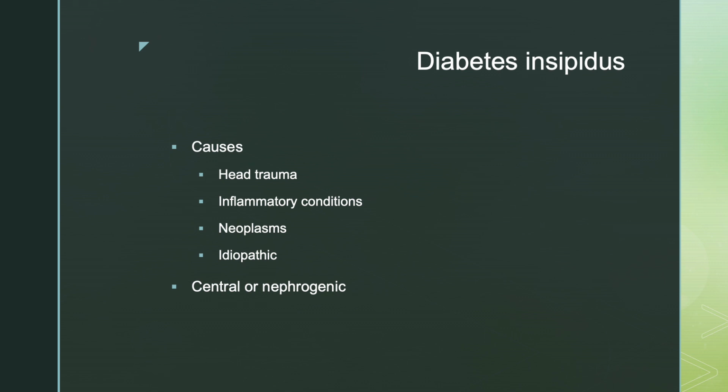Diabetes insipidus could be central, meaning the cause is hypothalamic or pituitary disease, or nephrogenic, in which there is a normal amount of ADH secreted by the pituitary, however, the renal tubules in the kidney are not responsive.